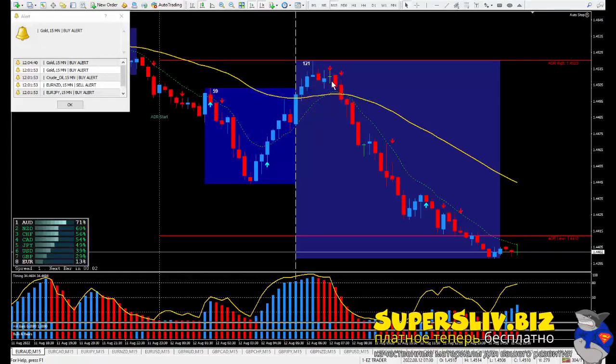And then let's go with this one here. It's the candle before, and then as soon as the next candle opens right here, you'll see the arrow, get an audio alert and a pop-up box just like this, either buy alert or sell alert.